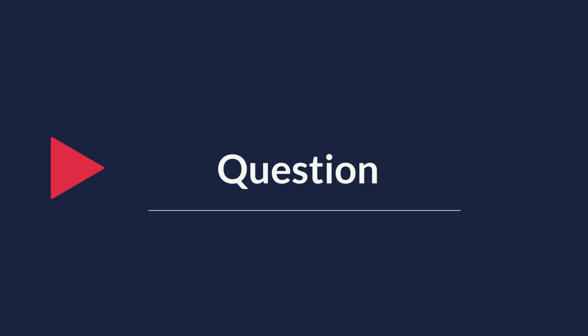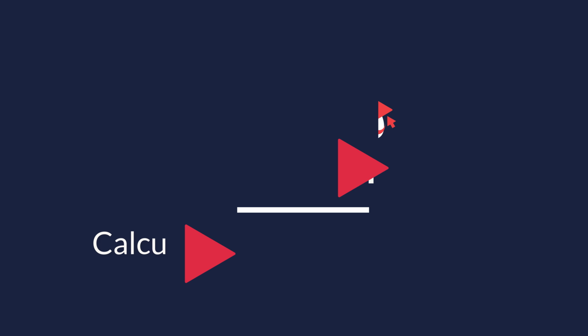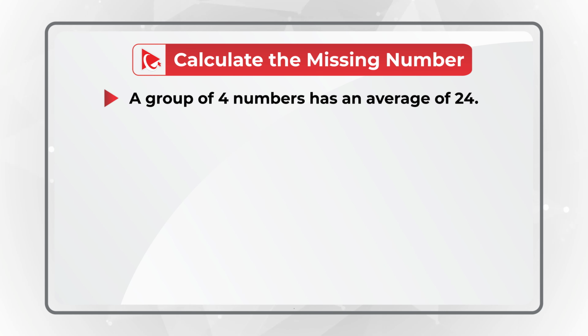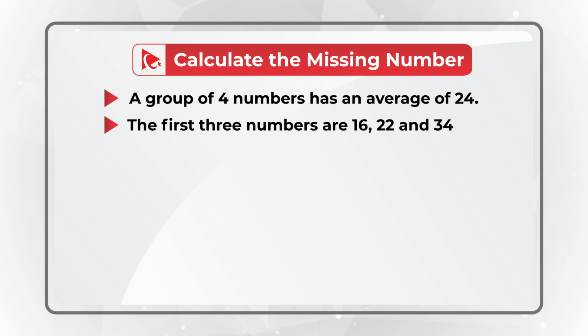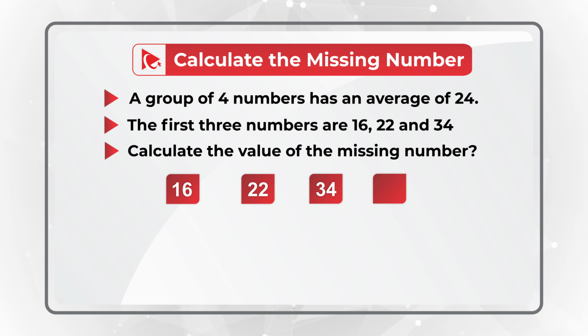Here's one of my favorite questions where you need to do mental math calculations. You're presented with the group of 4 numbers, and this group has an average of 24. The first 3 numbers are 16, 22, and 34. You need to calculate the value of the missing number, which is represented as the question mark.